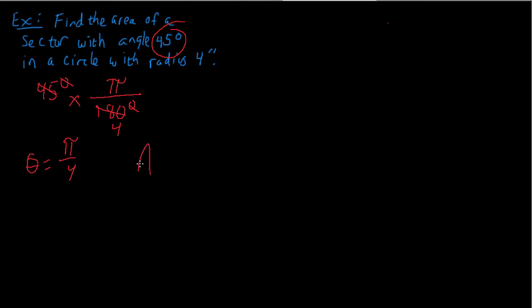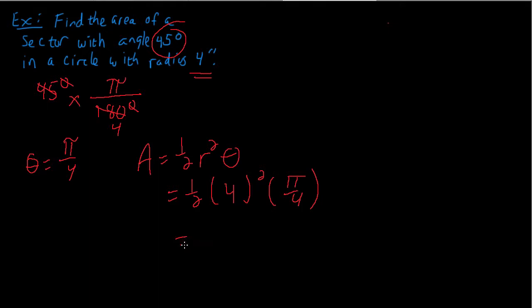The area formula is 1 half r squared theta. 1 half, I was told that the radius is 4 inches. 4 squared times pi over 4. And I get an exact area of 16, cut in half is 8. 8 pi over 4 reduces to 2 pi. And so that's it.